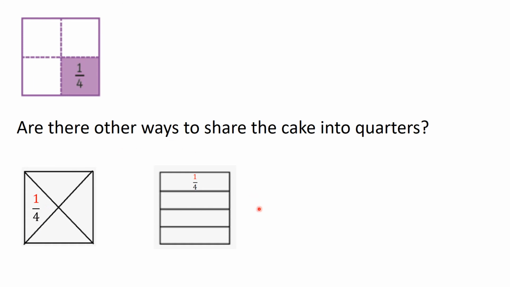You may have told your partner they could share it this way as well, by drawing 1, 2, 3, or cutting 3 horizontal lines. And again, then we'd have 1, 2, 3, 4 equal parts. And here is 1/4 because it's 1 out of the 4 equal pieces. And remember, another way to name a quarter is to call it 1/4.